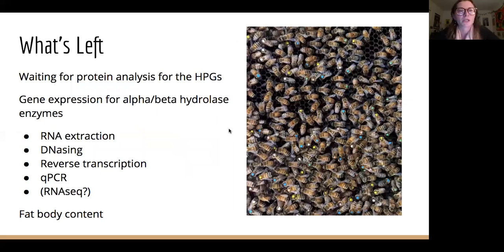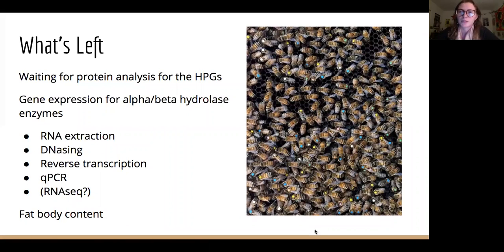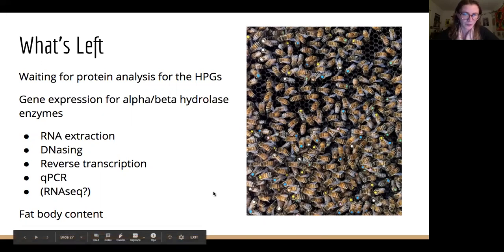What's left for me in my project is the protein analysis, determining if the size and the activity of the hypopharyngeal glands are correlated. And that'll be a really big diagnostic for whether ethyl oleate creates winter-like bees. Then the gene expression for the alpha beta hydrolases, which is quite a long process. I have to first extract RNA, which is extremely sensitive, then remove the DNA so that nothing downstream is acting on DNA, do reverse transcription, which is to create complementary DNA, and then do qPCR and possibly RNA sequencing, and then do the fat body content, which will hopefully be much simpler than the gene expression.